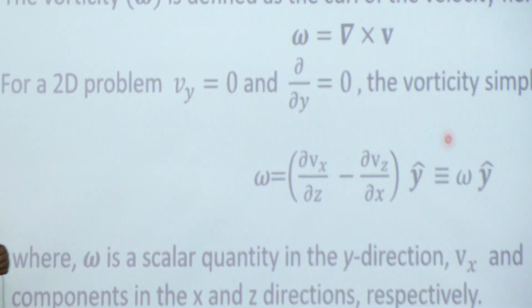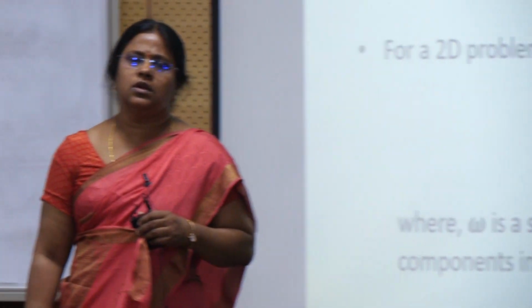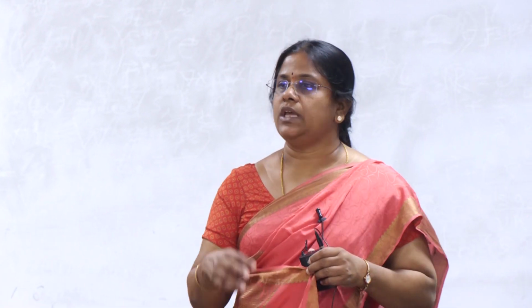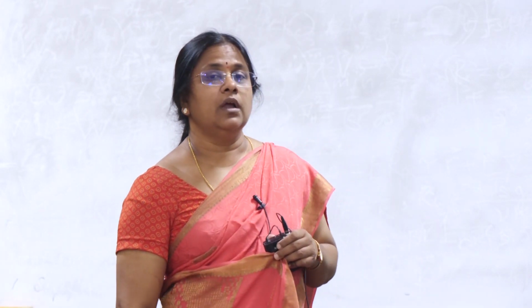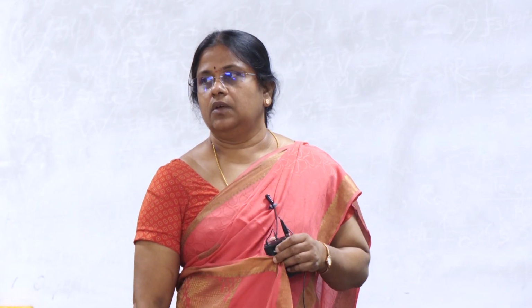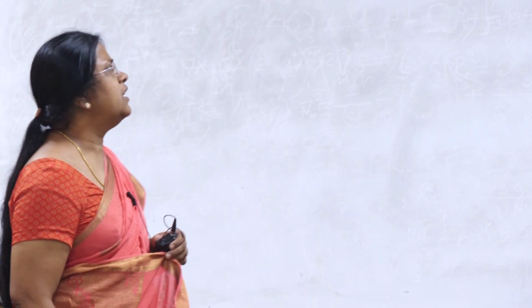Vorticity is defined in terms of the vectors like this. Vx we usually denote u, Vy is v, and Vz is w. Here we have considered only x and z. That is why u and w are appearing here, Vx and Vz. Any doubt in this slide?